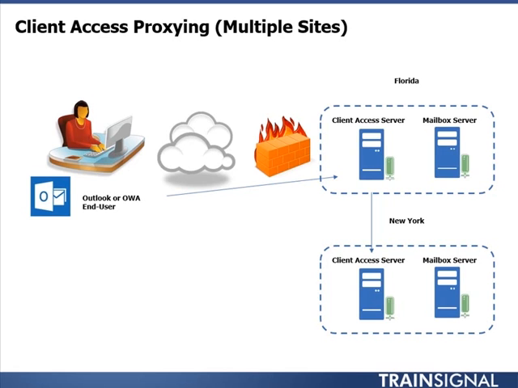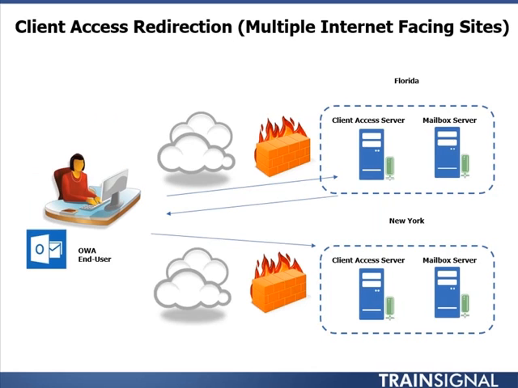What happens if, let's say, the second site was an internet-facing site? What would happen then? Okay, so this is where proxying is not done at this point, but redirection. And here you can see if, let's say, Chloe's mailbox was located on a mailbox server in New York, but she types in the Outlook web app address for the client access server in Florida. Well, the Florida client access server would check to see if there was an internet-facing CAS where Chloe's mailbox is located. So in the previous example, there wasn't one. In this case, it is configured.